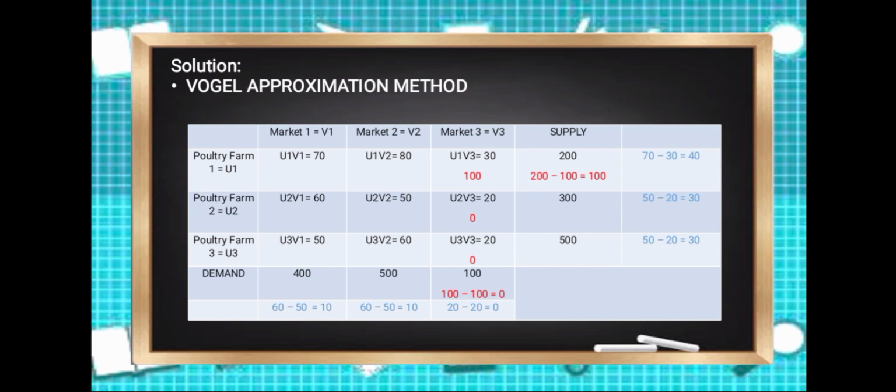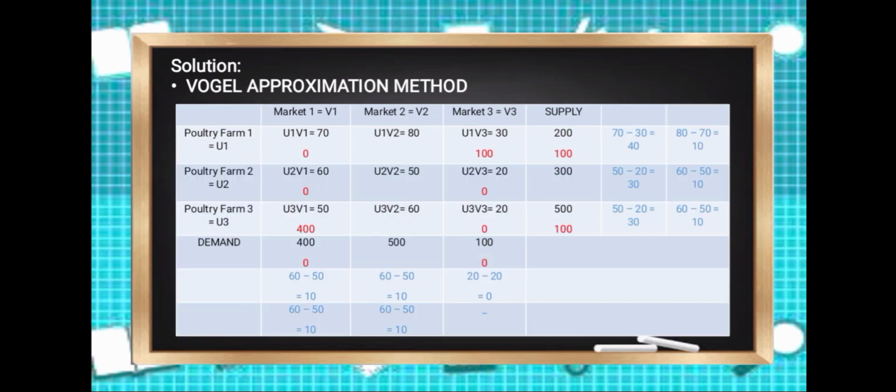And then the demand is 100, so 100 minus 100 is equal to 0. And the supply is 200 minus 100 is equal to 100. After that, since our demand is 0 in column 3, the rest in column 3 becomes 0. And then after that, proceed again.